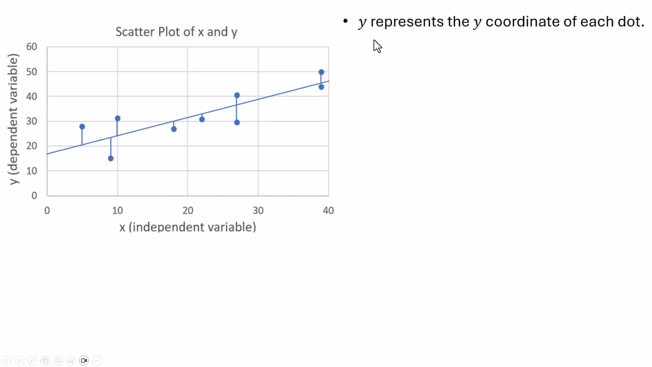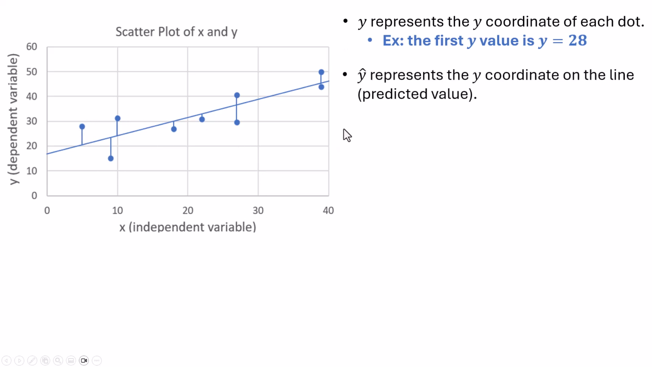And first of all, we're going to use y to represent each y coordinate of each of these points. So for example, the very first y coordinate, or the first y value, is looking like it's at about 28. That's this one right here. Or the next one is looking like it's about 15, etc., right? So whenever we talk about y, we're just talking about the y coordinate of each of these different dots.